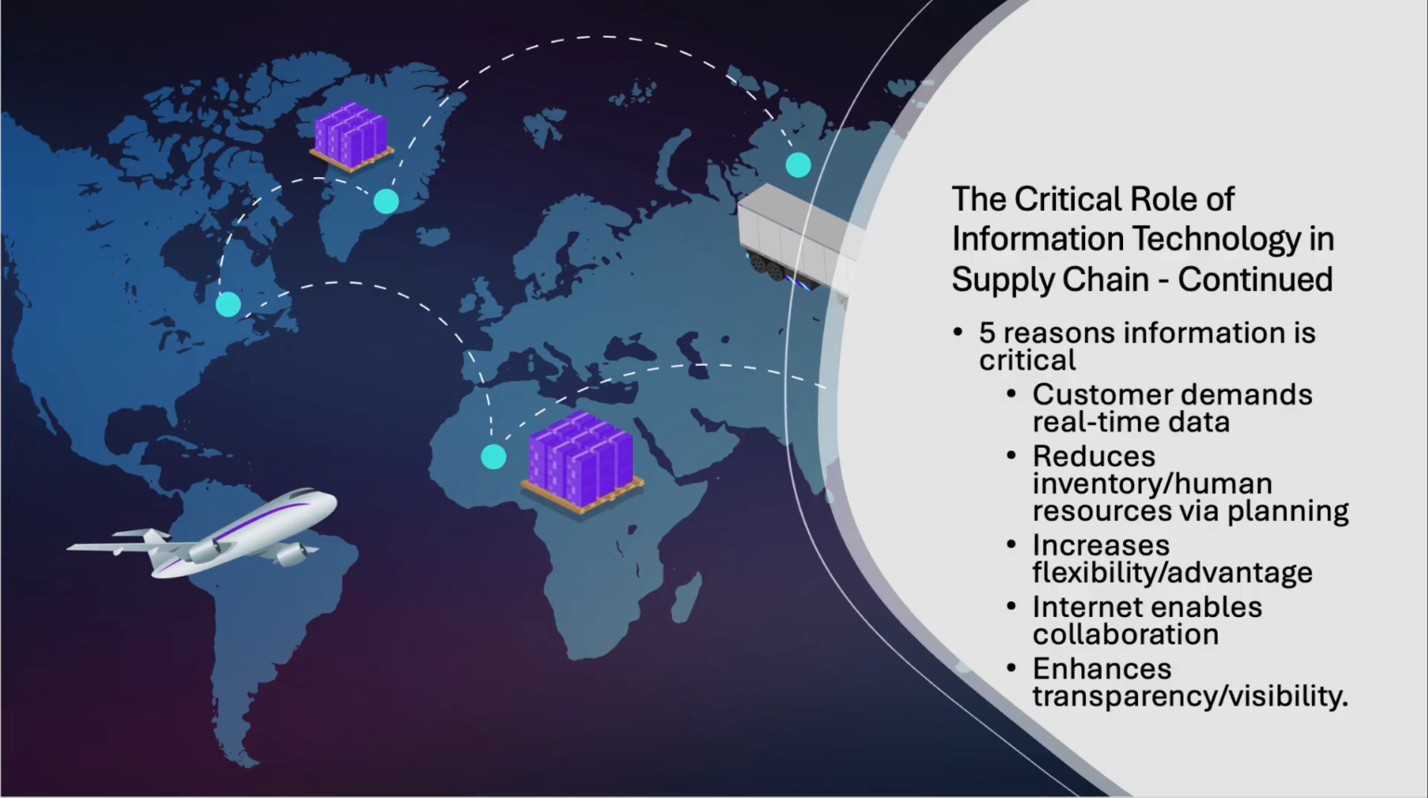Fourth, the internet enables collaboration. Supply chain partners can exchange data, coordinate plans, and monitor execution more easily than before. Fifth, information enhances transparency and visibility. Managers can see where inventory is, where shipments are, and where problems may occur. Together, these points show that information is not merely administrative. Information directly affects inventory, service, cost, flexibility, and strategy.